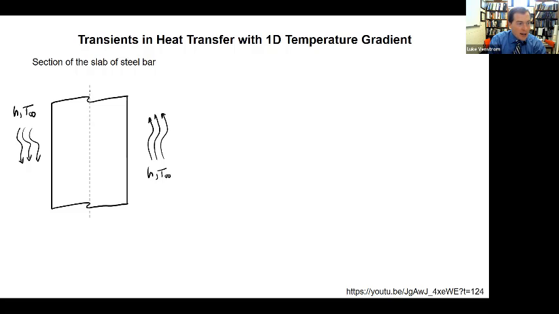We're going to define our x from the line that goes right through the center of the steel sheet. And hopefully you see that the problem is symmetric. It looks the same on the right half of the bar as it does on the left half of the bar. So this is a line of symmetry.